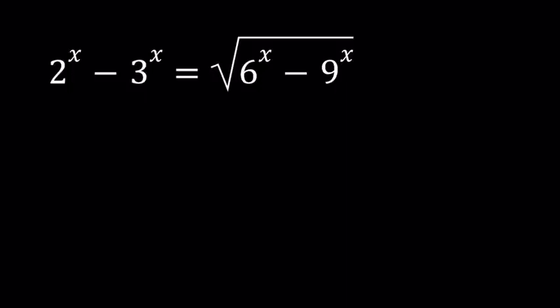So we have the following problem: 2 to the power x minus 3 to the power x equals the square root of 6 to the power x minus 9 to the power x. And we're going to be looking for x values. I'll be presenting two methods. Even though the methods are somewhat similar, they have different approaches to the problem, so I would like to present both. So let's start with the first method.